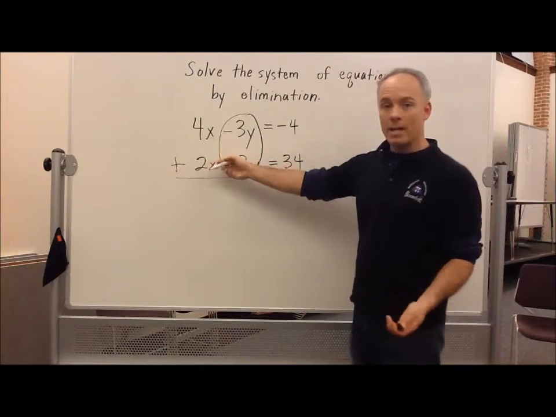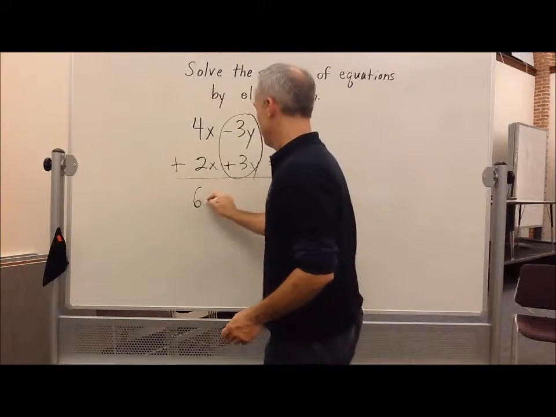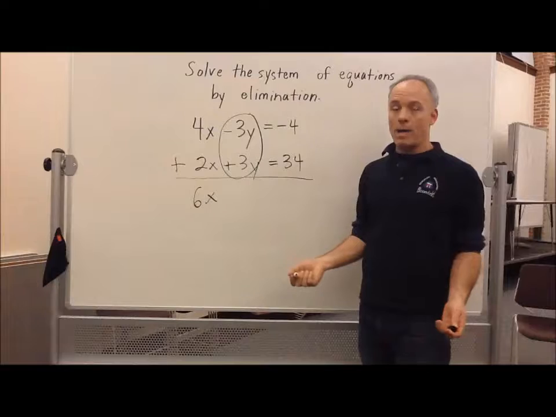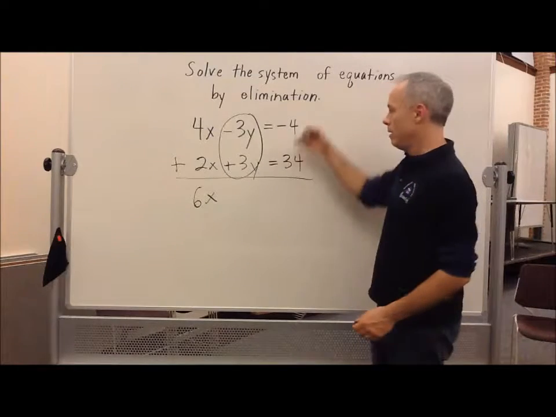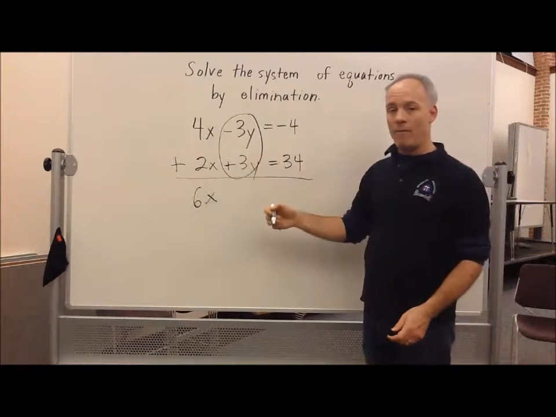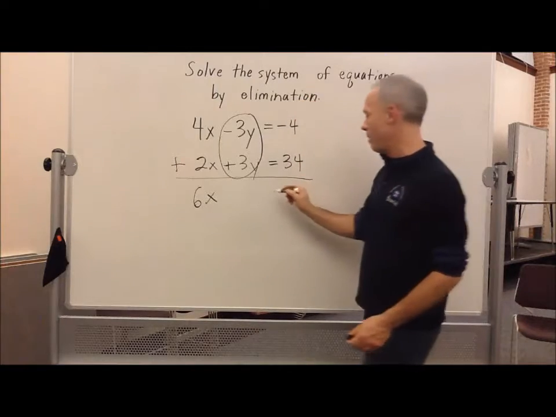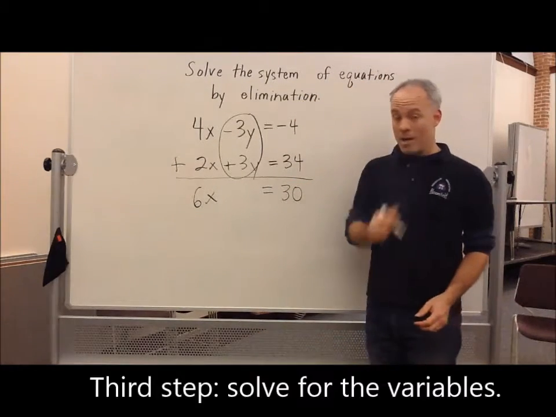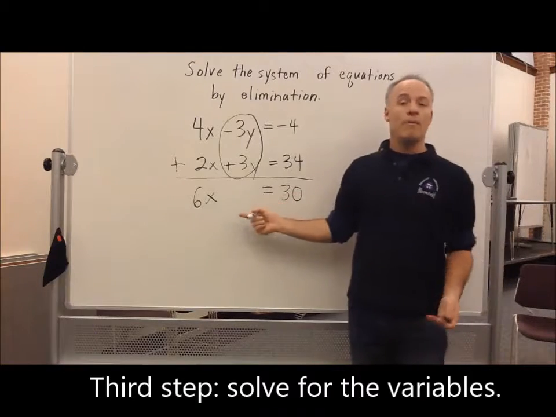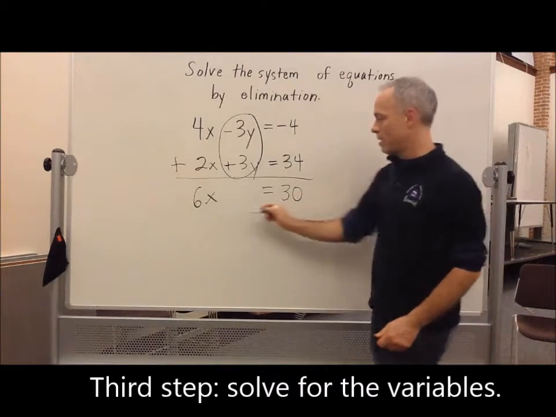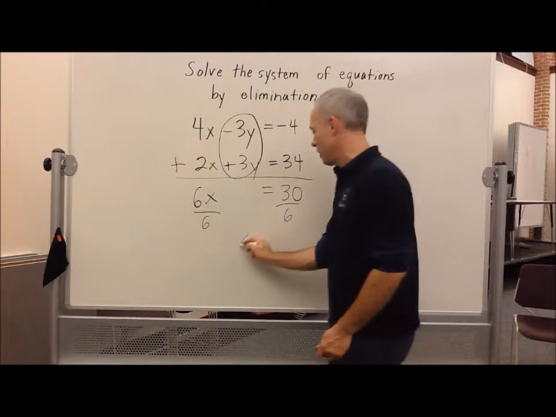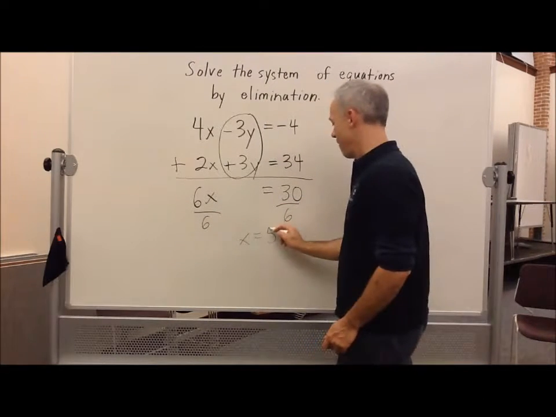4x and 2x, I can combine those like terms, 6x. Negative 3y and positive 3y combine together to be 0, thus eliminating the y variable. And finally, negative 4 and 34 combined equals 30. Our next step, we want to solve for the variables. So, x. If we divide both sides by 6, that leaves us with x equals 5.